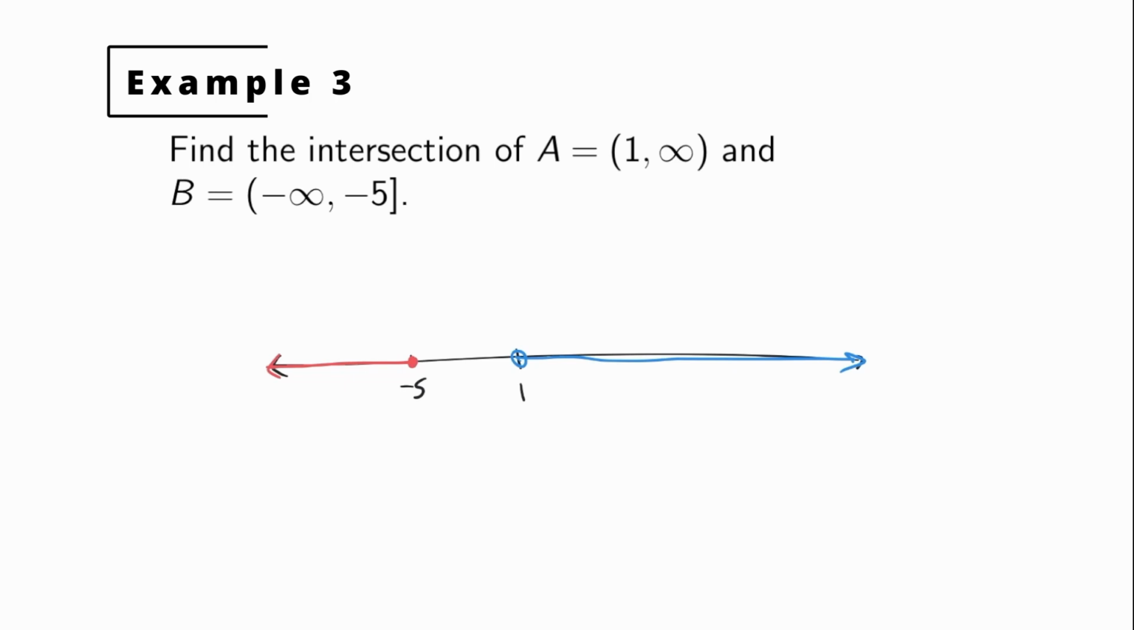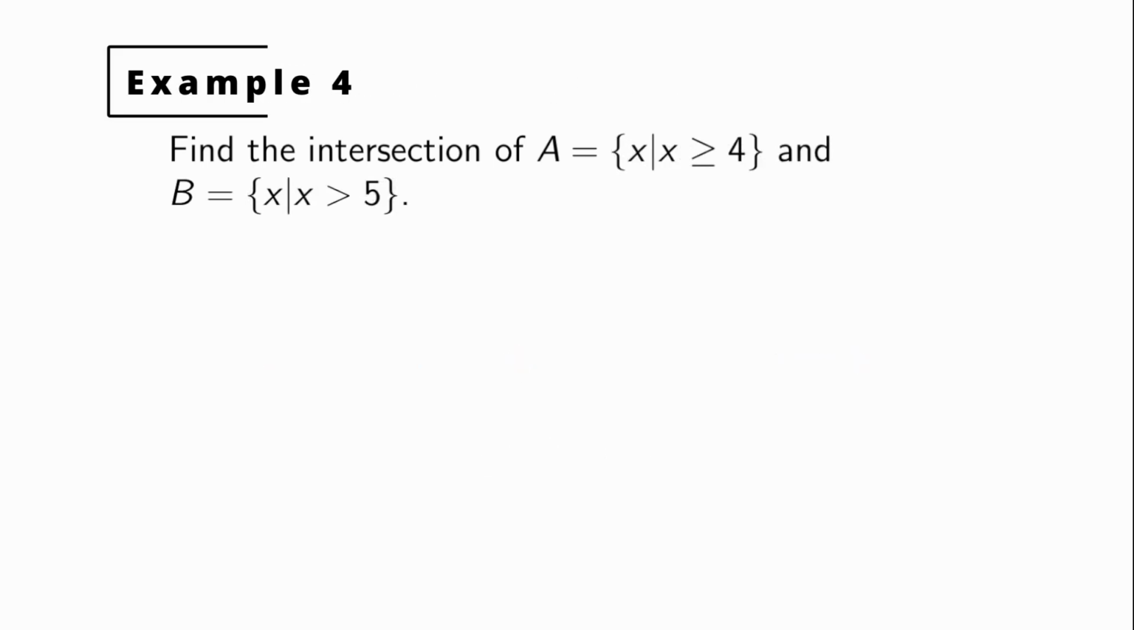Now we're being asked to find the intersection, but the intersection would be wherever the two sets overlap. But in this case, there is no overlap, right? There's no number on the number line that's in the red and in the blue. So in this case, the intersection is empty. So we would write A intersect B is what we call the empty set, right? We draw a circle with a line through it to represent the set with no elements in it.